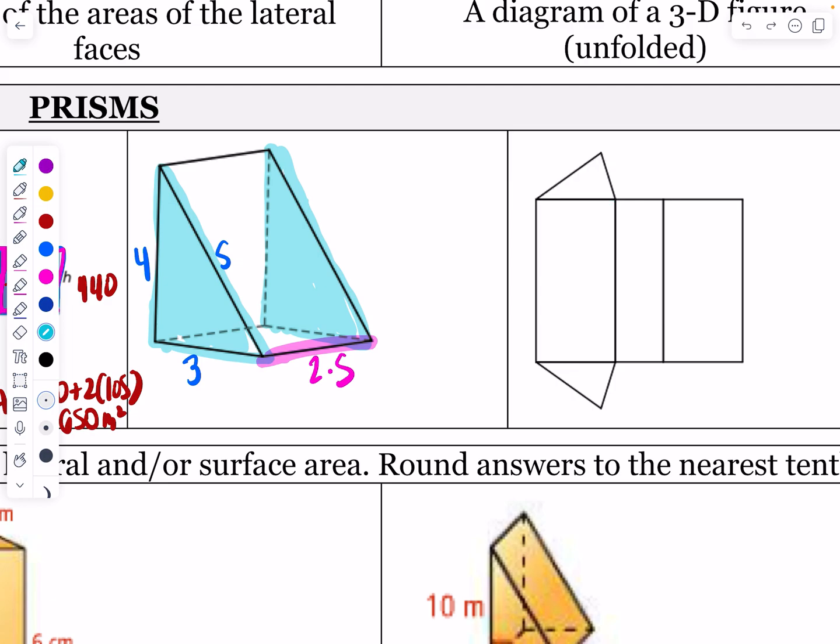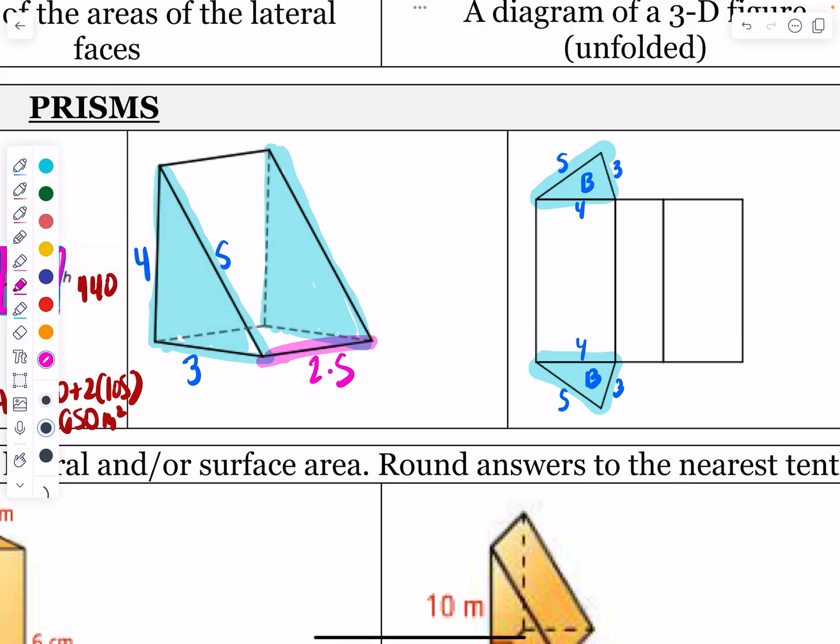So I'm going to color that one in light blue. I'm going to find the area of that triangle. There are 2 of those. There's 2 bases. So I'm going to go ahead and fill that in. There are 2 bases. They have side lengths of 3 and 4 and 5. So there's my 5, there's my 3, there's my 4. Okay, and then what is the height?